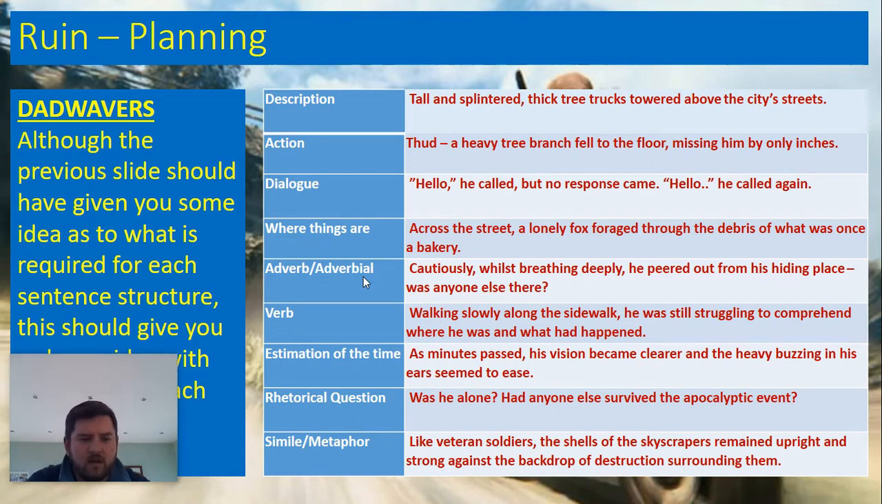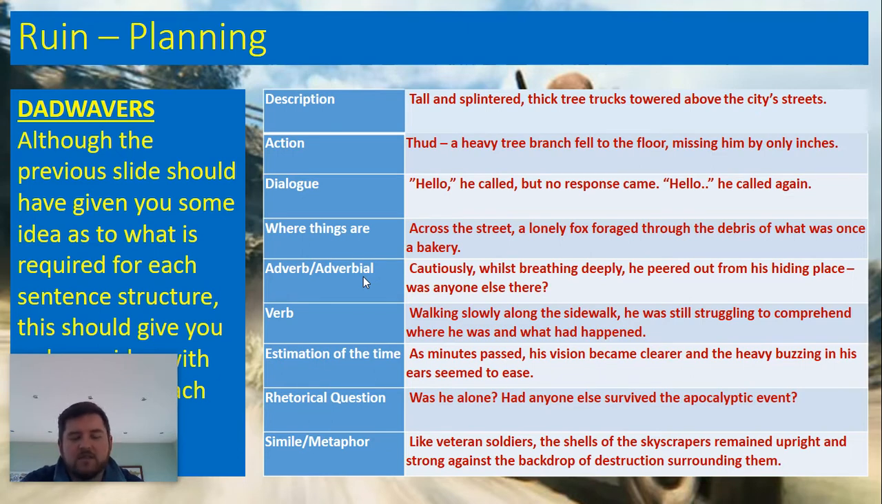Okay? Adverb or adverbial. So, cautiously. That's how he's doing this. Cautiously. That's my adverb. Whilst breathing deeply. So again, I've given a bit more detail about what he's doing. He peered out from his hiding place. Was anyone else there? Then a verb. So, kept it simple. I said an ing word would be a good way of starting this. Walking slowly along the sidewalk. He was still struggling to comprehend where he was and what had happened.